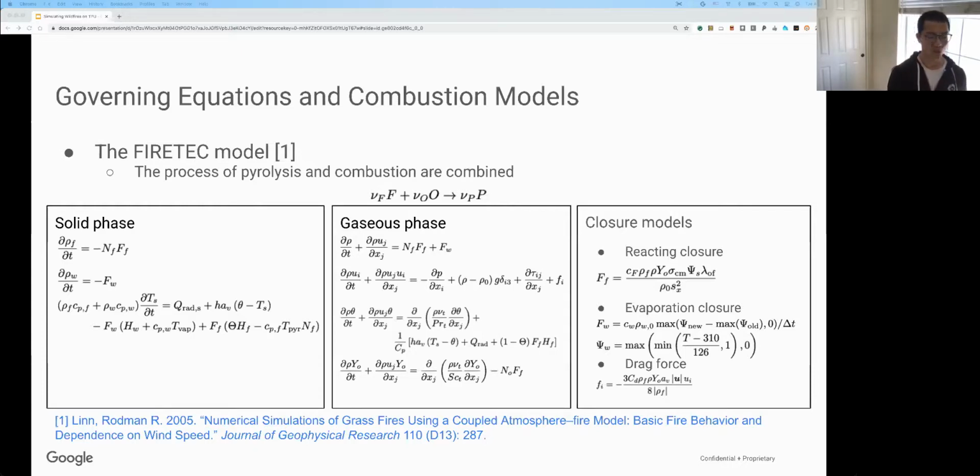For the solid phase, the three equations solved here are the fuel load density, the moisture density, and the energy equation within the solid or the fuel. In terms of the gas equations, the first equation is the mass conservation or continuity equation, augmented by accounting for the mass addition due to phase transition. The second equation is the momentum equation, the third is the energy equation, and the last is what we call the transport equation for the oxygen mass fraction.